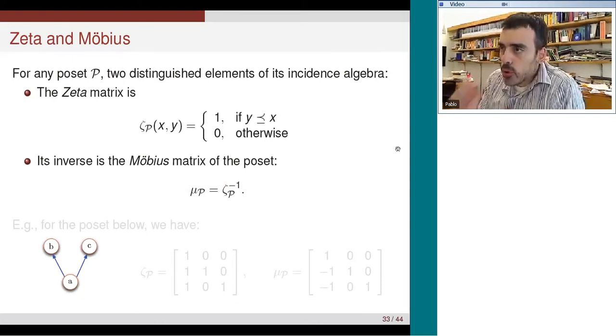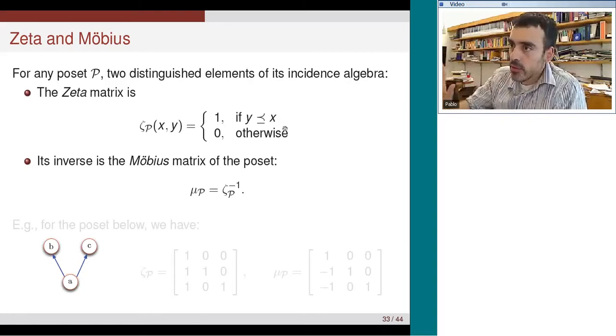So there's kind of two specific elements in there, two specific matrices in there that have very nice properties. So one is called the zeta matrix of the poset. What is a zeta matrix? It's a matrix that has zeros when it should be. So remember, a sparsity pattern has zeros in certain entries. And in all the other places, I'm going to put ones. Right? It's a very, very simple matrix. I'll give you an example in a second.